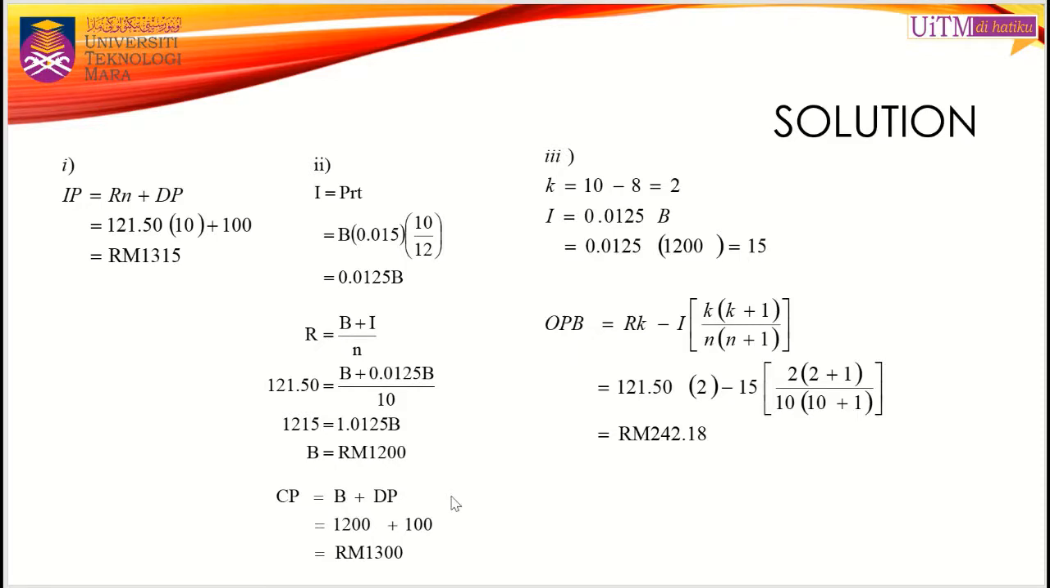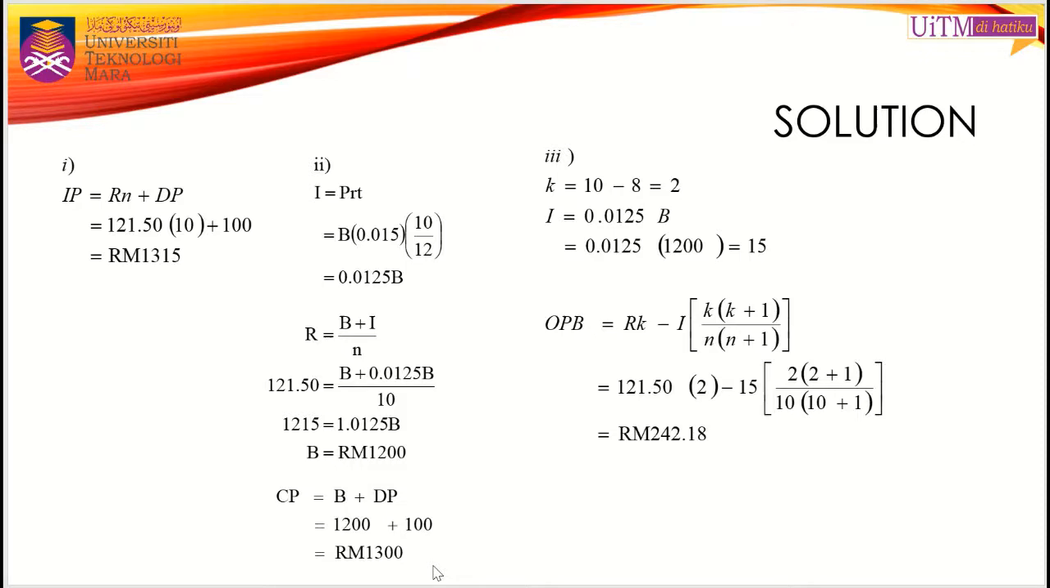So calculating for B, you get B equal to 1200. Once you have the value of B, you can find the cash price by substituting B with 1200 and DP with 100. So you have here the CP, the cash price, is equal to 1300.